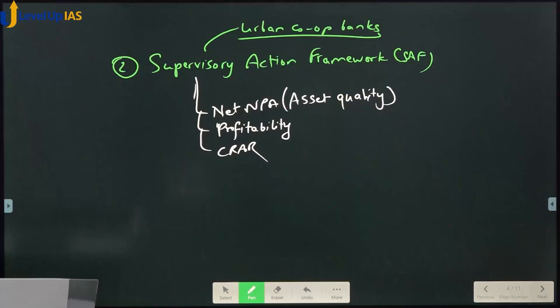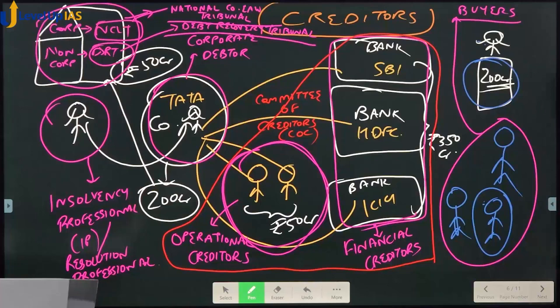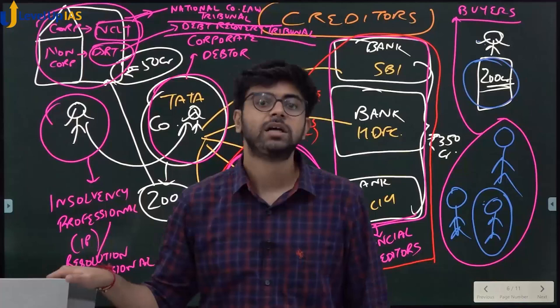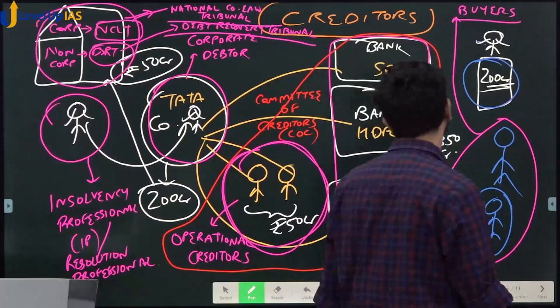Next. This I don't think you should write. This is something, you know what? This is a very good exercise for you. If a question comes, please explain the IBC process, or insolvency bankruptcy code process, in brief. It means a 10-marker question where you have to explain the process. Then it becomes very interesting. So what I want you to do is, you can draw this if you want, but you have to explain the process in two small paragraphs.